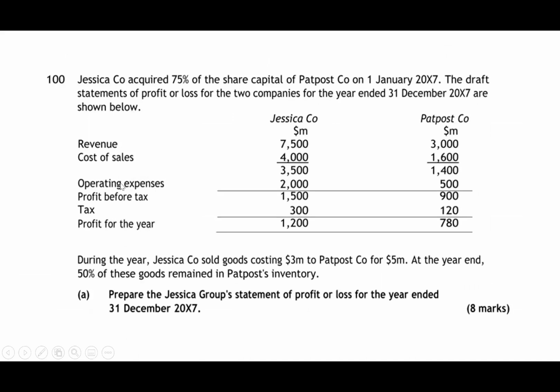Sometimes you may have different terms, like administration cost or distribution cost. It's just the same thing. You just follow the pro forma that you have from the question. The only thing that you have to do is to consolidate. In other words, it means to total up, but not everything you can total up. For instance, the NCI later. Anyway, let me just continue. Operating 2,500.